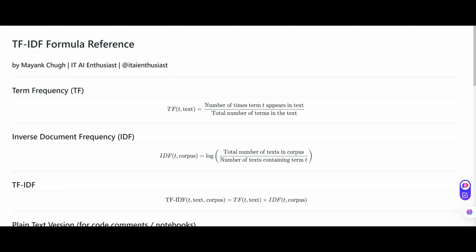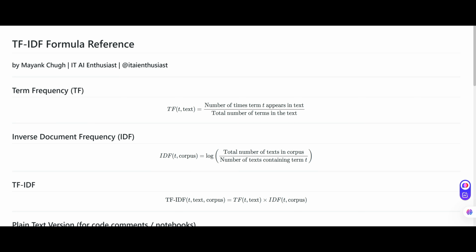This matters because the dimensions of your TF-IDF sparse vector equal the size of your vocabulary. If your vocabulary has 10,000 unique words, each document becomes a 10,000 dimensional vector, and most of those values will be zeros because most words don't appear in any single sentence. This is exactly what makes it sparse.